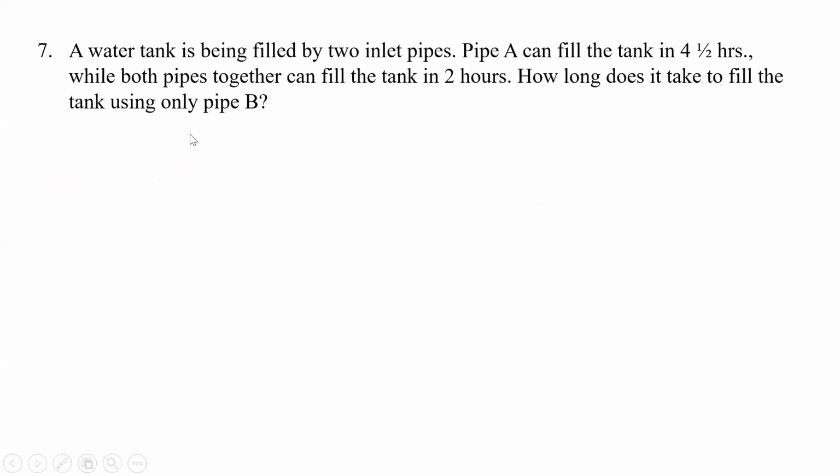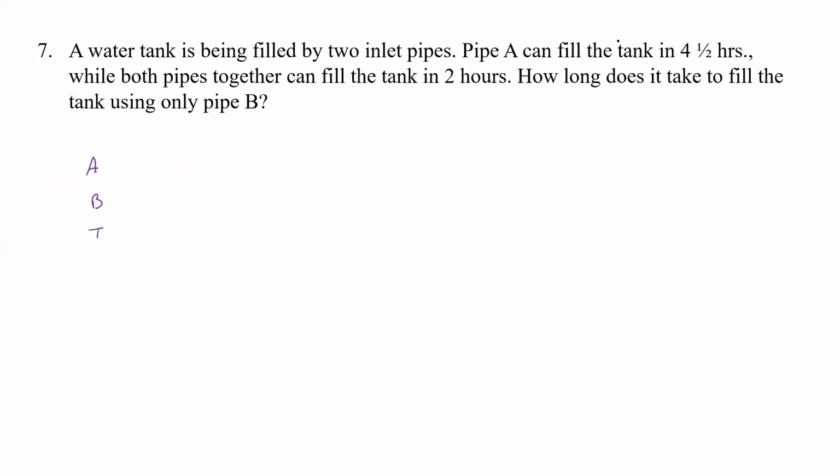All right, what about this one? A water tank is being filled by 2 inlet pipes. Pipe A can fill the tank in 4.5 hours, while both pipes together can fill the tank in 2 hours. And so what we need to do is figure out how long it takes the tank to fill using only pipe B. So we have some tank, or pipe A, some pipe B, and then together.